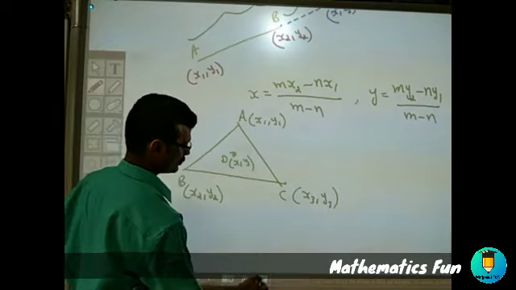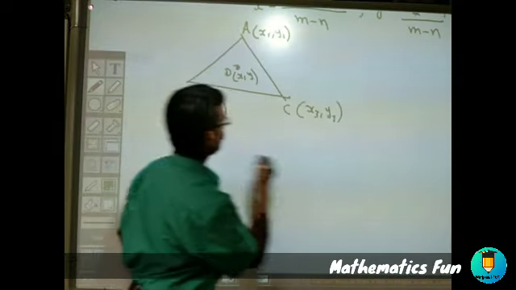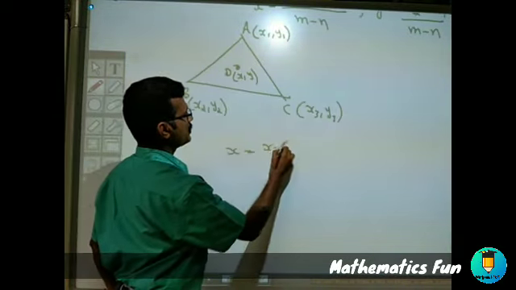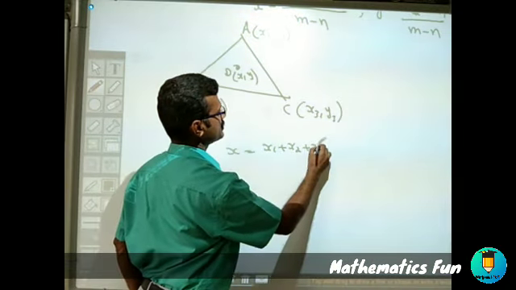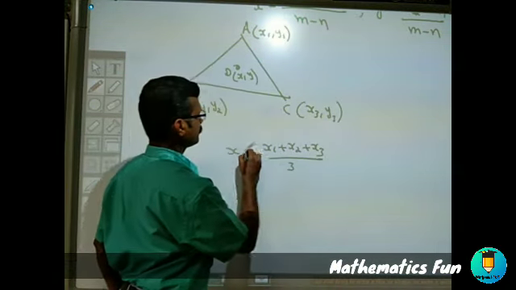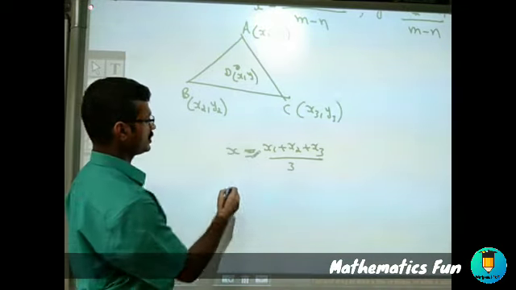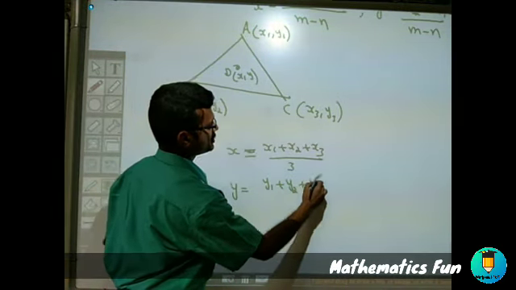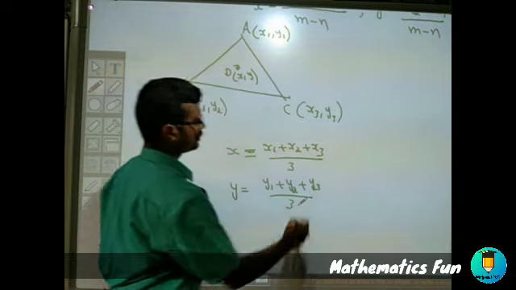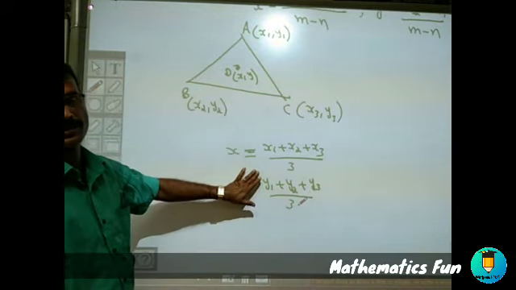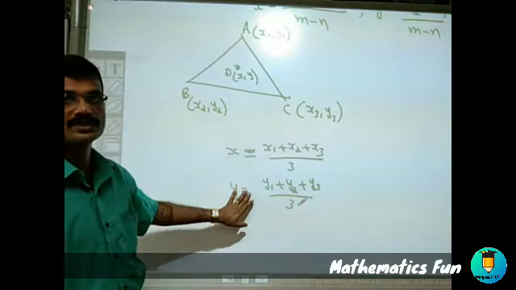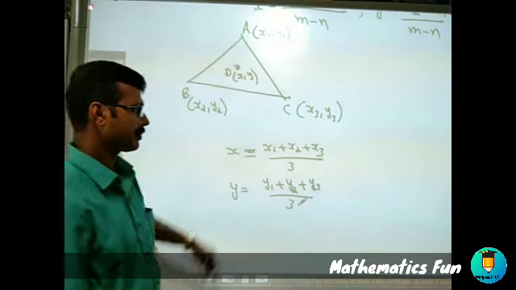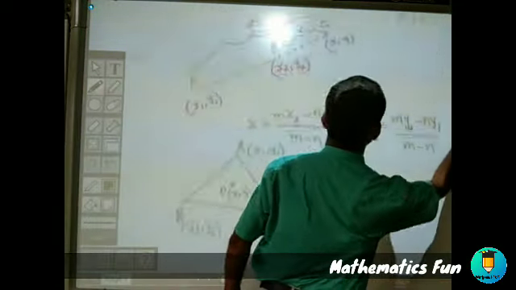And what is x comma y? Here x is equal to x1 plus x2 plus x3 by 3, that is the x coordinate, and the y coordinate is y1 plus y2 plus y3 by 3. So this is the coordinates of the centroid. This you also studied in standard 10.